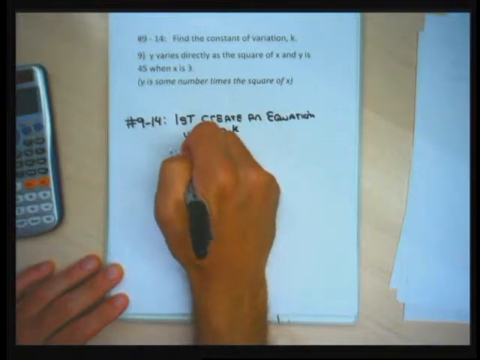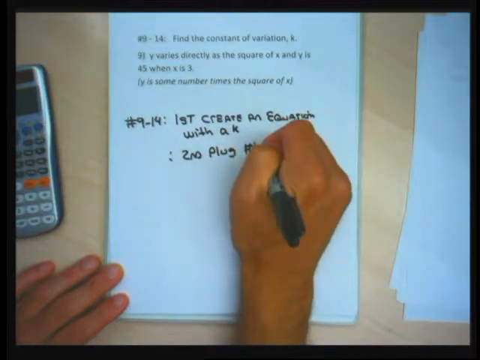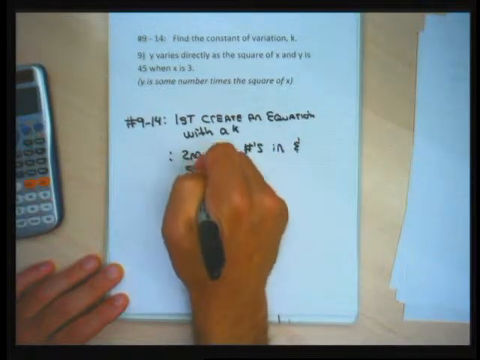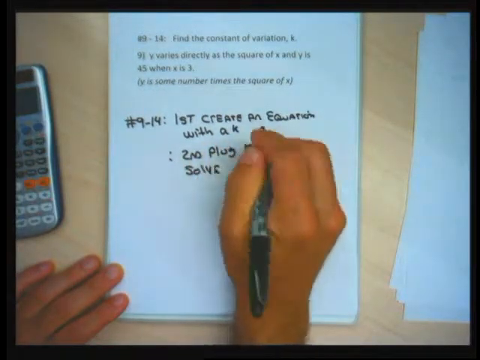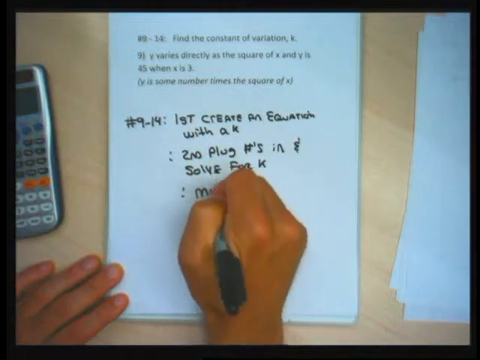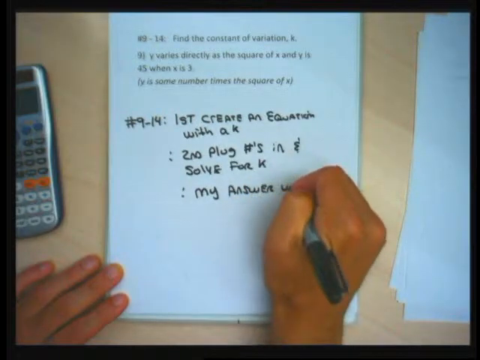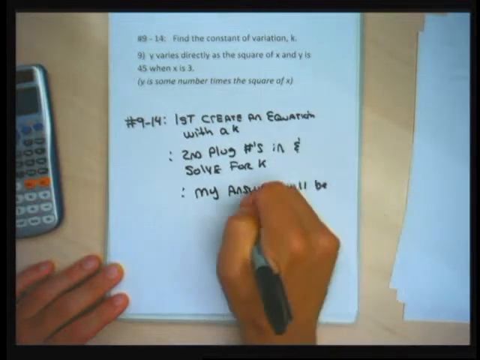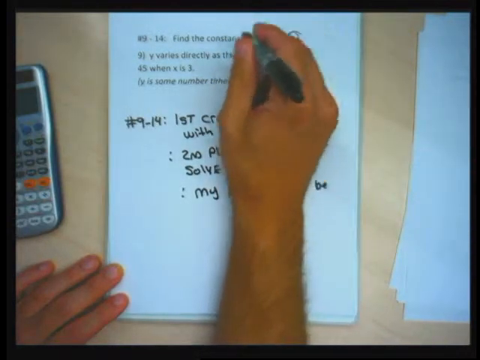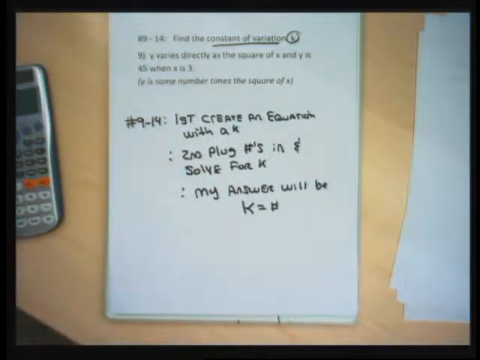And then I'm going to plug the numbers in and solve for K. And my answer is just going to be K equals. Even though I needed to create an equation to figure out what K is, the question only wants us to find the K. It says find the K. Sometimes we call K the constant of variation because within a specific problem, K doesn't change.